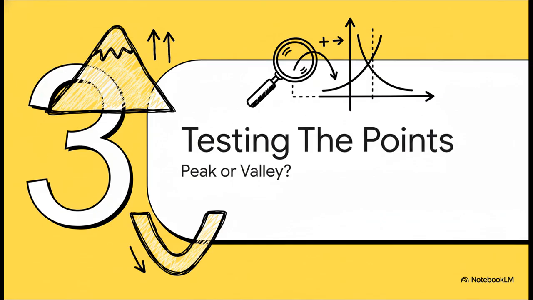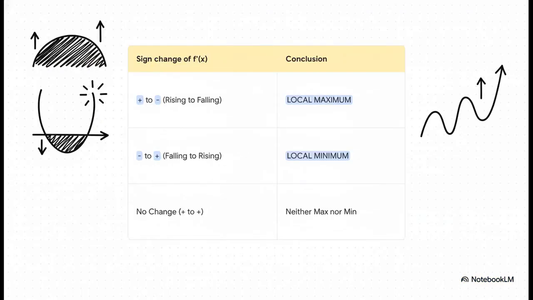Okay, so we found our potential landmarks, right? Our critical points. But now what? How do we tell if we're standing on a glorious summit or stuck at the bottom of a dreary valley? Well, for that, we need to break out our first major tool, the first derivative test. And this is just beautiful in its simplicity. The sign of the derivative tells you which way you're headed. Positive, you're going uphill. Negative, you're going downhill. So just picture it.